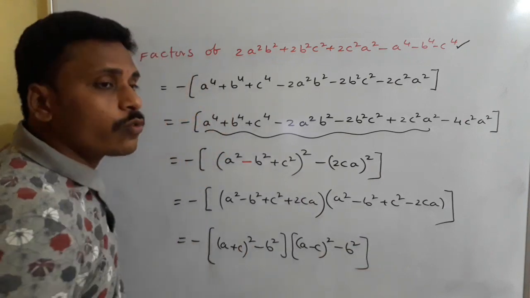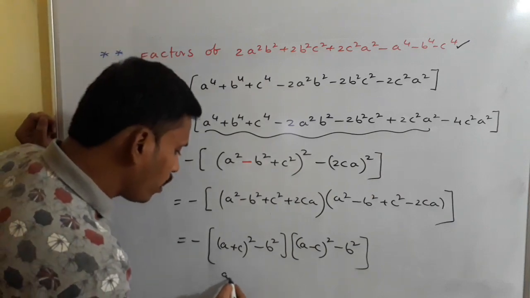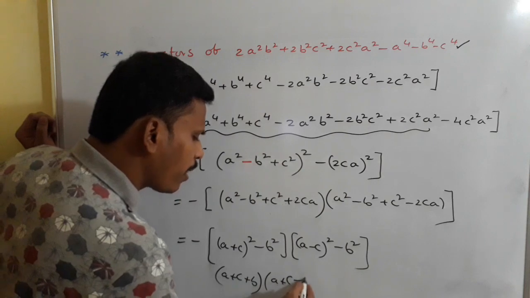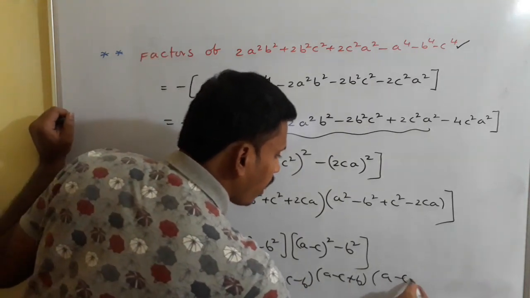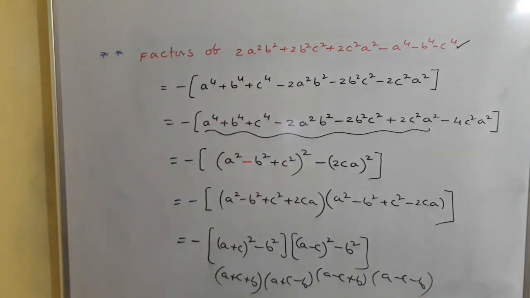Again use that alpha square minus beta square, you will get 4 factors for this, and they are simply nothing but a plus c plus b is one factor, a plus c minus b other factor, a minus c plus b third factor, a minus c minus b is the fourth factor. So this is the way of factorizing that given problem. Okay, everybody have a look.